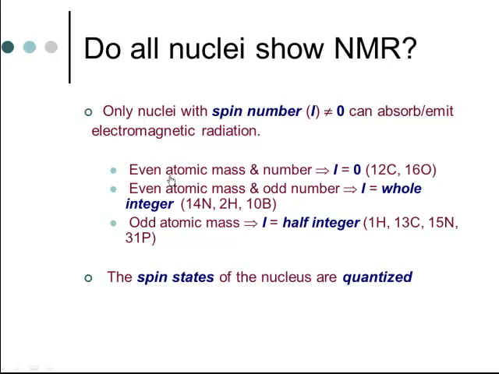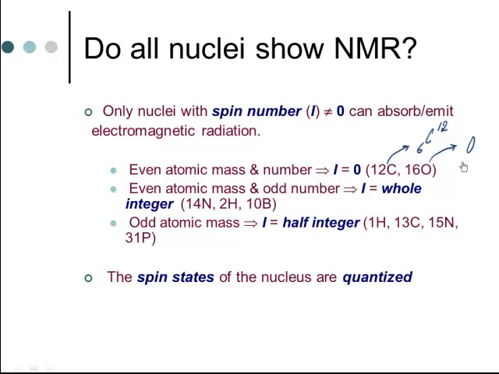Now if an element has an atomic number and mass number which are both even, for example carbon 12, its atomic number 6 is even and mass number 12 is also even. So it has an even number of protons and also an even number of neutrons, which is 12 minus 6. In such a case, the spin quantum number of the nucleus is 0 and it cannot show NMR.